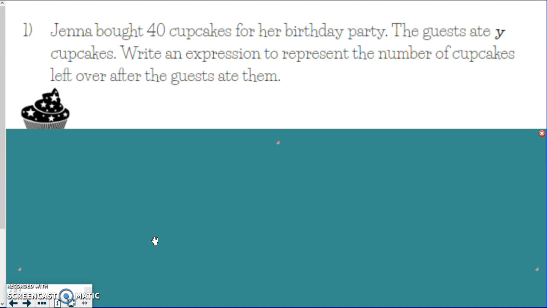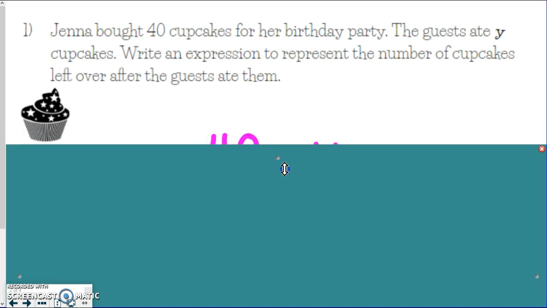But I'm thinking, well, if the guests ate them, they can't be adding them, right? They have to be subtracting those cupcakes from the total. So we know we're doing 40, and then the guests ate them, so then we subtract that y. Even though we don't know what y is, that expression is going to represent the leftover cupcakes, right? Because it would be 40 minus however many they ate, and the answer would be how many were left over. So even though we don't know what y is, we can still represent this with an expression. And later, we'll figure out how to solve when they give those to us.